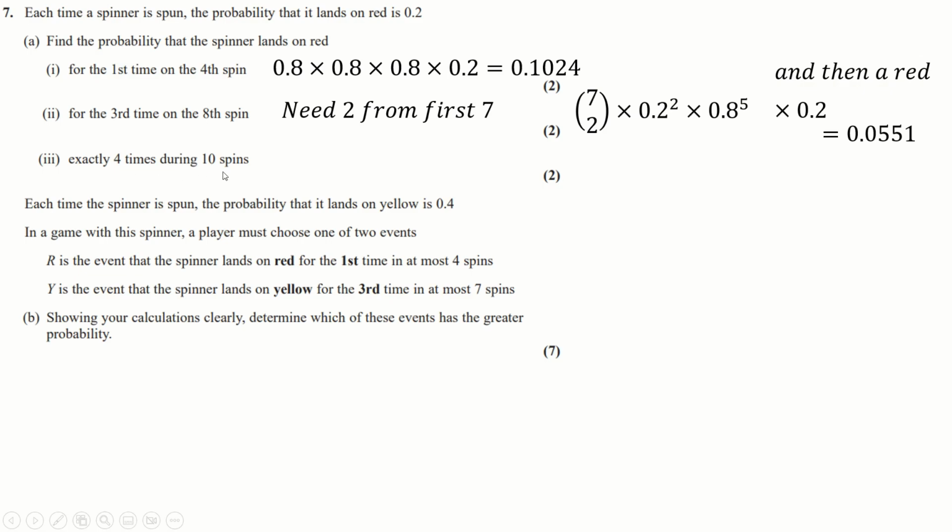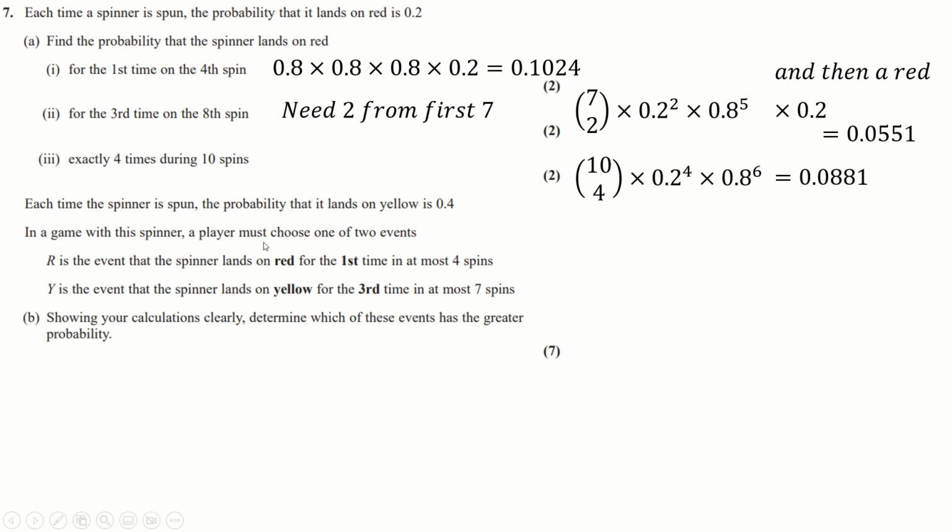And then exactly 4 during the first 10. Well, that's just binomial. 10 choose 4. I need exactly 4. This to the power 4. This to the power 6. And that's exactly 4 in the first 10. Again, you could use more fancy distributions here, but just thinking it through is quite a nice way of doing it. And likewise here, you can use more fancy distributions as well, but it's actually not that hard to just think it through. R is the event, sorry, on this spinner apparently also yellow is 0.4.